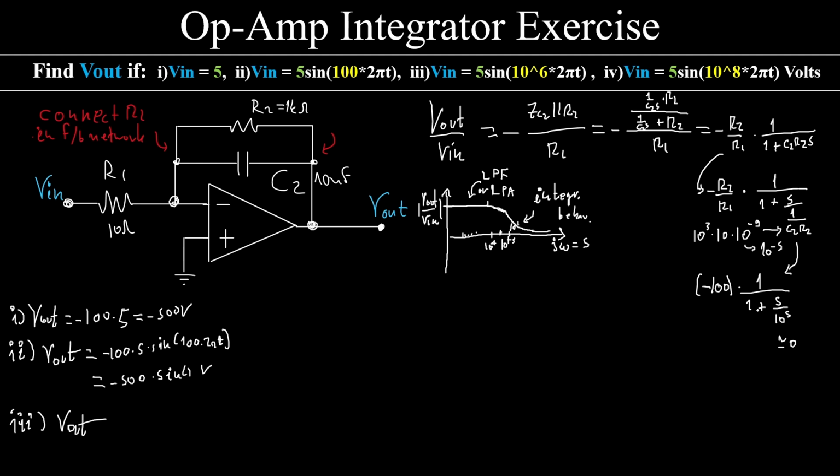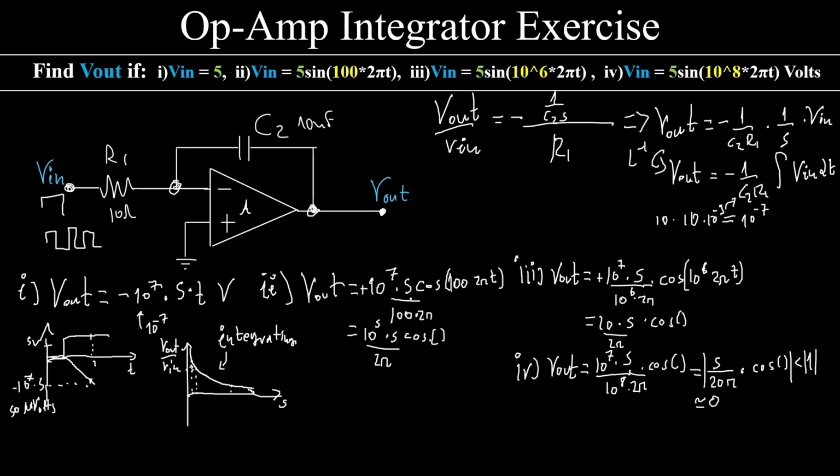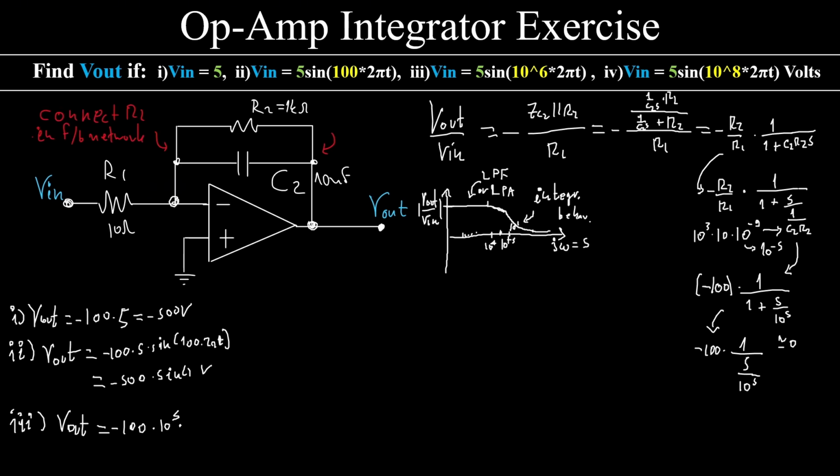Barely. We can go ahead and approximate this as minus 100 times 1 over s over 10 to the power of 5. And that's good. So the out is going to be minus 100 times 10 to the power of 5. This is 10 to the power of 7, exactly as we had previously. Remember? 10 to the power of 7 times the integrated signal, because this is 1 over s.